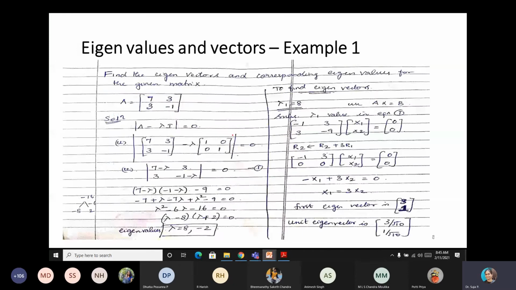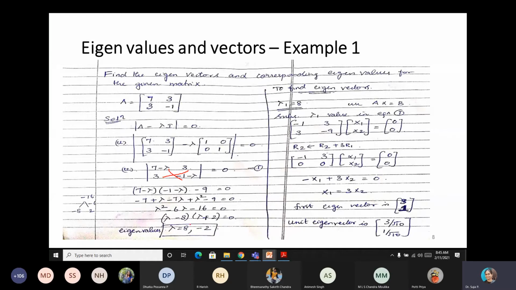I will go to the steps here. Suppose I have this matrix, then we will write it as determinant of A minus lambda I equal to 0, and in place of A, we will substitute this 7, 3, 3, minus 1, minus lambda times the identity matrix, and then subtract and write 7 minus lambda, 3 minus 0, 3 minus 0, and then minus 1 minus lambda, equated to 0. This is like finding the determinant: 7 minus lambda times minus 1 minus lambda, minus 9. We will just cross multiply this and equate it to 0.